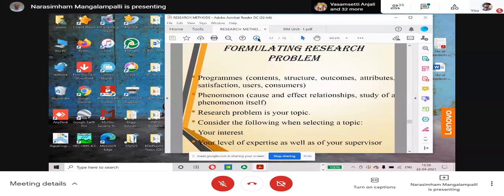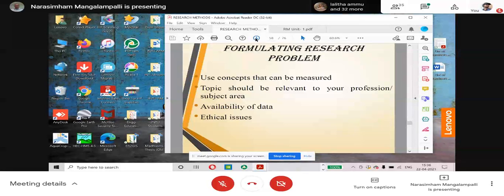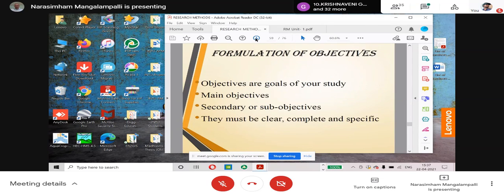Then the research problem is your broad topic. Consider the following when you select a topic: your interest, your level of expertise, as well as your own supervisor. Then use concepts that can be measured. The topic should be relevant to your profession and subject area, availability of data, and ethical issues. These aspects I have hinted at earlier also.